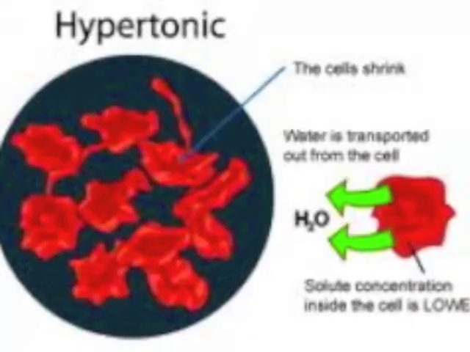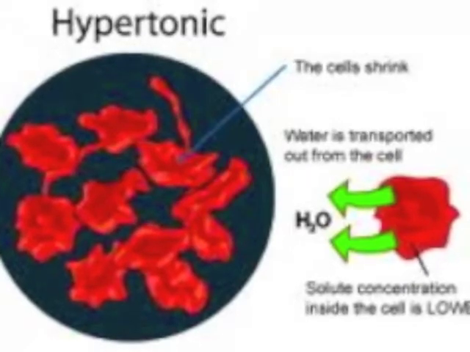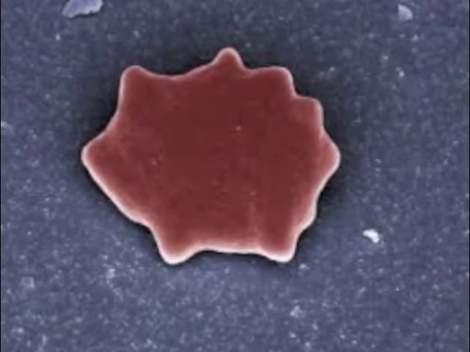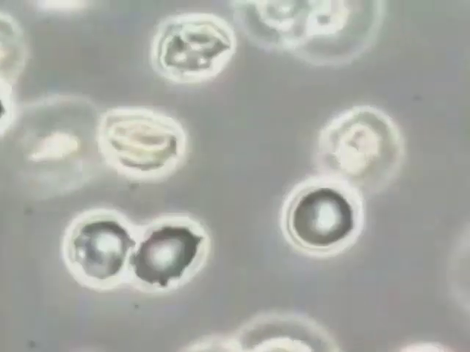Cells placed in a hypertonic solution, because the water is leaving, end up looking shriveled and almost like raisins. This is because all the water is leaving them, causing support and structure to go away.